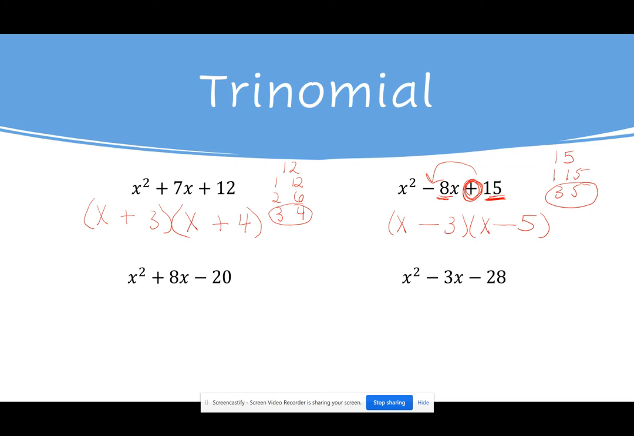Now these next two are a little different because we have a negative sign last. So we're going to start out with our x's in our parentheses. We want two numbers that multiply to 20 and subtract now to 8. That's why you work backwards. So I'm going to list out my factors of 20.